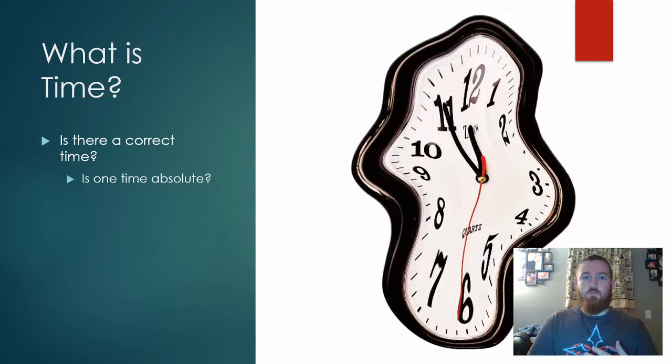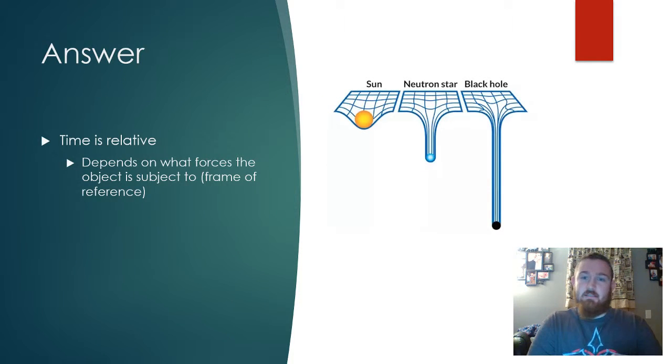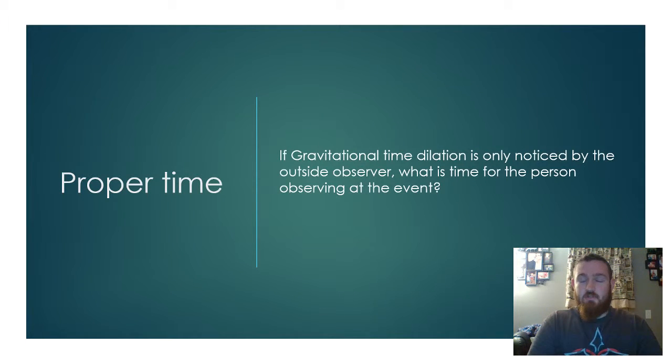So to figure out even further, what is time? Is there a correct time? If we have time dilation and time is sort of all over the place based on its proximity to different gravity sources, is there one time that we consider an absolute time? This is the one that never changes and everyone follows. Well, the answer to that is time is relative. So this depends on what forces the object that you're referring to is subject to, or its frame of reference. So there in the image you have the sun and how it warps space-time, a neutron star, and a black hole. So no, there is no absolute.